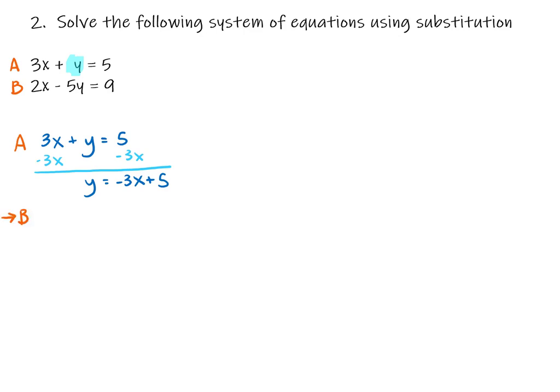I'm going to write equation B, but I'm going to put parentheses where the y variable is. So I wrote 2x minus 5 times parentheses is equal to 9. Inside that parentheses, I'm going to put the value of y. It's -3x plus 5. And then we'll distribute and solve. Make sure you distribute that negative.